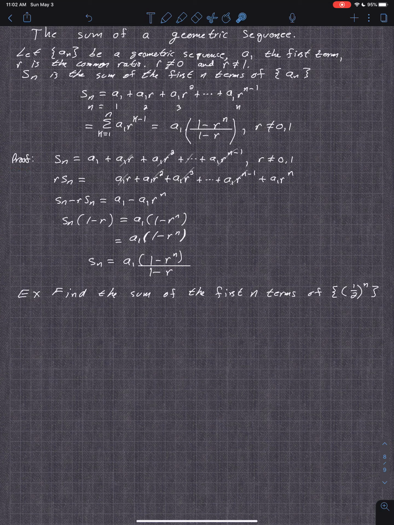So S sub n is A1, A1 r, A1 r squared, etc. Then what you do is you multiply both sides of this by r. This is just basically the technique of how to do it. And then we subtract these two equations: S sub n minus, so this equation minus this equation. By doing so, all of the terms in the middle will be canceled out.